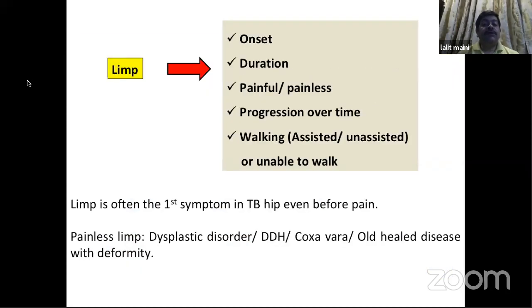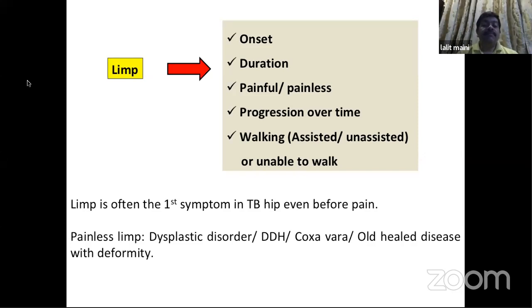The next important symptom would be a limp, and we want to know the onset, we want to know the duration, we want to know whether it is painful or painless. Now this one association separates the diagnosis into two groups. A painful limb and a painless limb gives you a different list of diagnoses. And if you broadly divide it, invariably childhood limbs are painless and invariably adulthood limbs are painful. This is a rough sort of assessment.